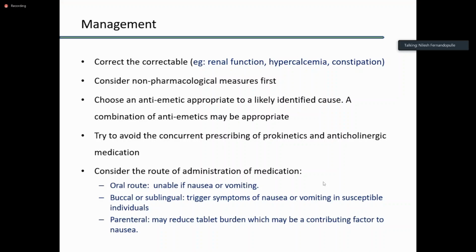And when using combinations of antiemetics, like prokinetics and anticholinergics, they can antagonize each other, because their pathways come to a particular point and they kind of antagonize each other. So things like cyclizine and metoclopramide or domperidone cannot be combined together.